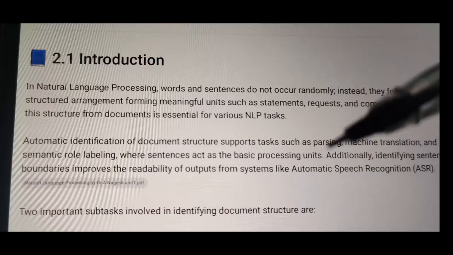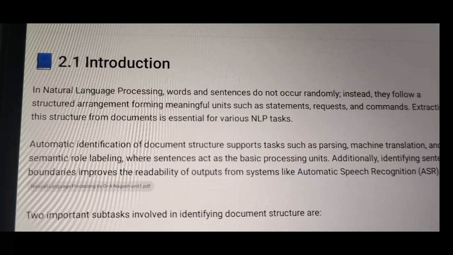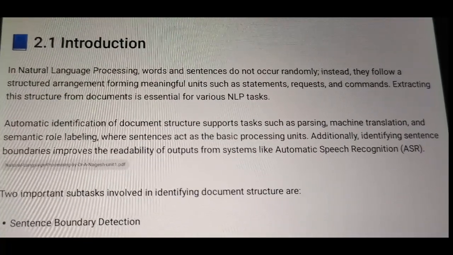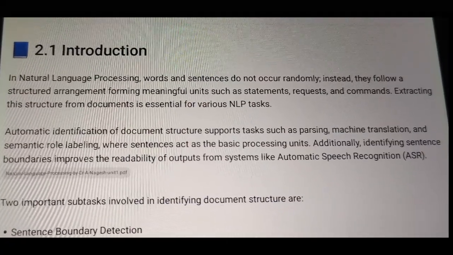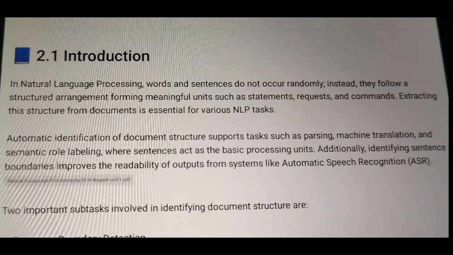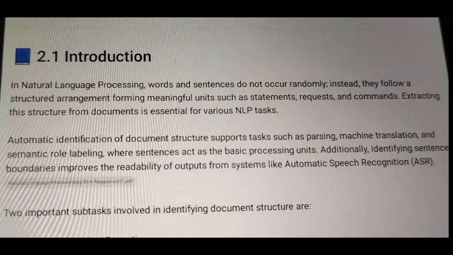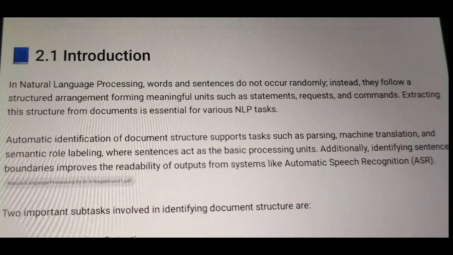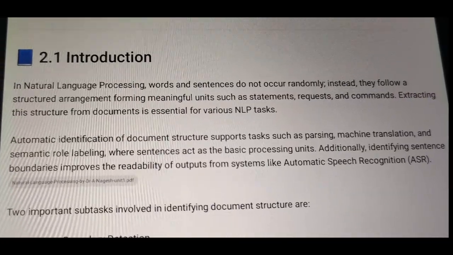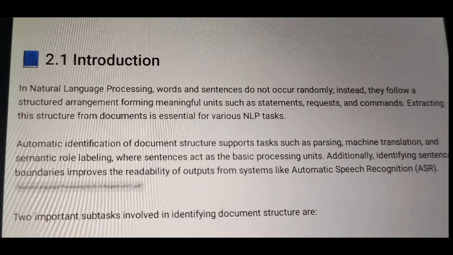It is useful in many things like ASR, automatic speech recognition, or OCR, which is optical character recognition. Automatic identification of the document structure supports tasks such as parsing, machine translation, and semantic role labeling, which means that our topic is only finding the structure of documents, right? Additionally, identifying sentence boundaries improves the readability of outputs from systems like ASR.